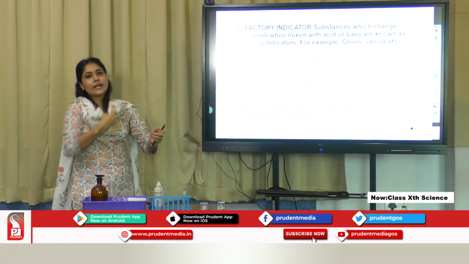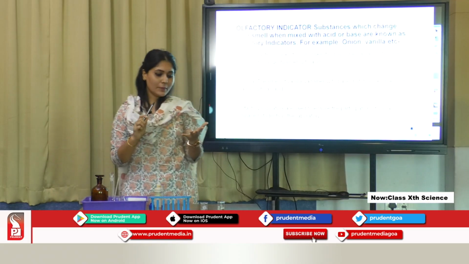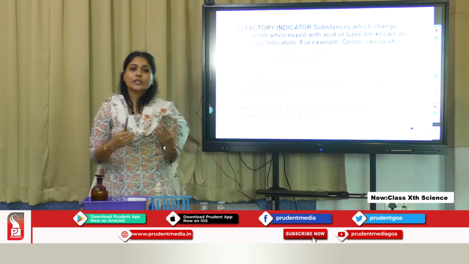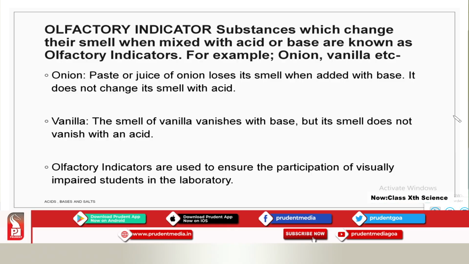We have learned two types of indicators so far. We have learned about natural indicators and we have learned about synthetic indicators. Now there is a third type of indicators which are called olfactory indicators. Olfactory indicators are those which change their smell when mixed with acid or base. Okay, for example, onion, vanilla, etc.